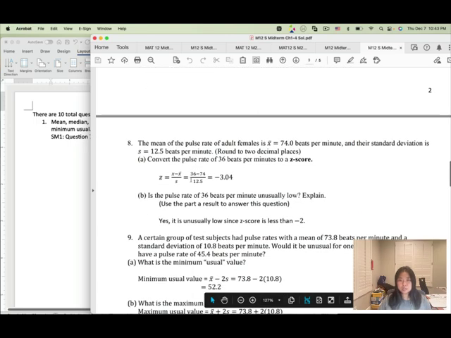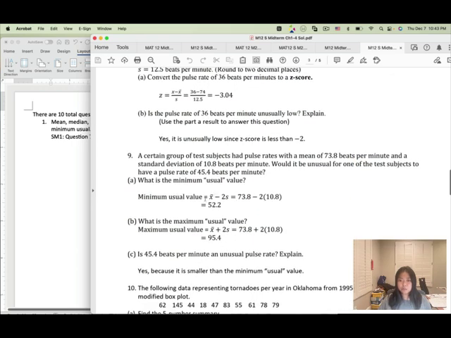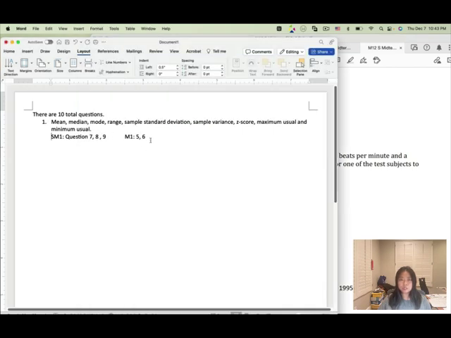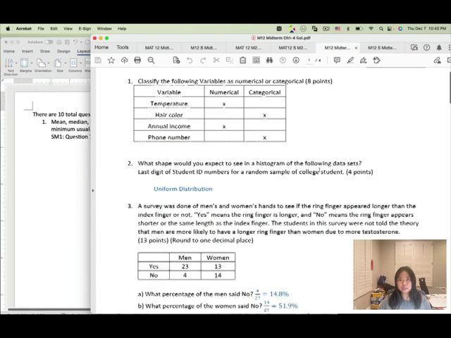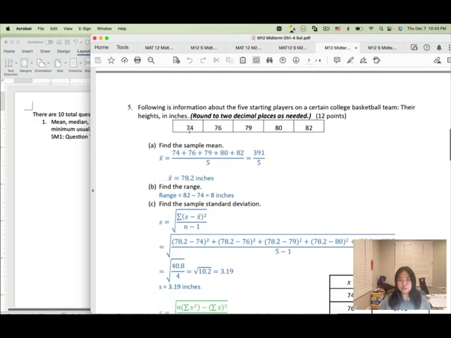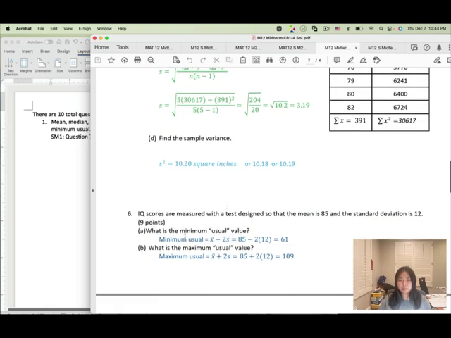And then number 8, you need to know how to find the z-score, and you need to know what unusually low and unusually high mean. And then number 9, remember the formula, find the minimum usual value and the maximum usual value. Okay, so that will be your question 1 on your final exam. And also, you can work on midterm 1, numbers 5 and 6. So similar questions, find the mean, range, standard deviation, variance. And then number 6, find the minimum usual and the maximum usual.